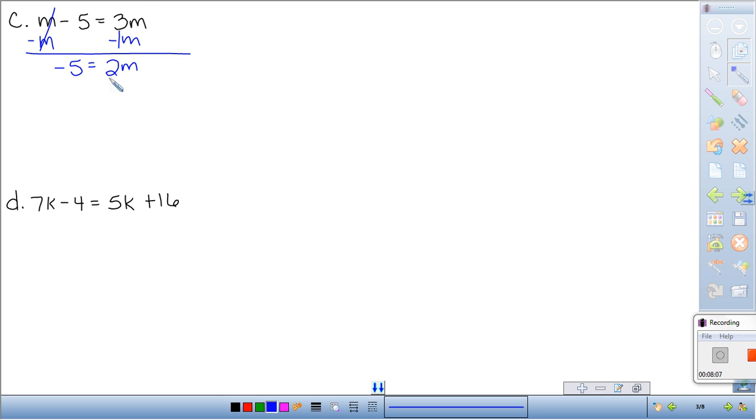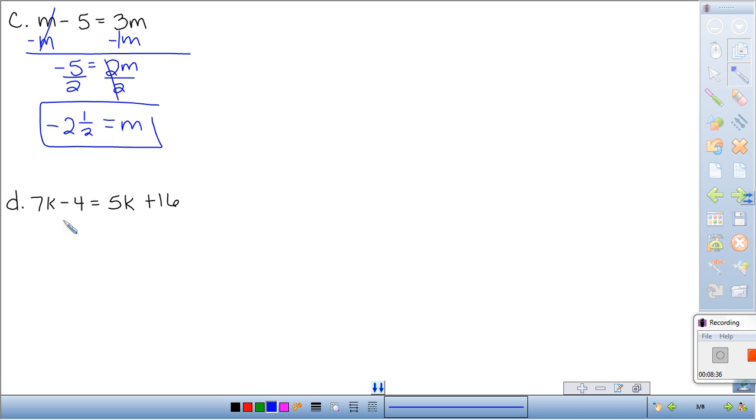The opposite of 2 times m is to divide both sides by 2. That cancels, and I have negative 5 halves. Now this is an improper fraction. It's not going to divide evenly, but it is an improper fraction, so I can change it into a mixed number. Since I have a negative number divided by a positive number, I know I'm going to end up with a negative. 2 goes into 5 2 times. 2 times 2 is 4, so there's 1 left over. Negative 2 and 1/2 equals m.